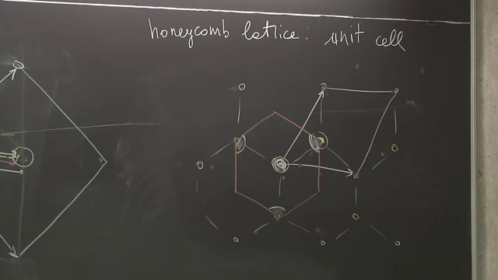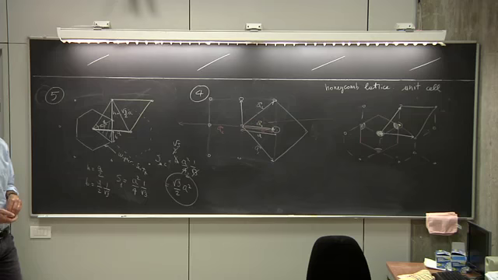So the Wigner-Seitz cell is defined for the underlying Bravais lattice? Yes, yes, yes.